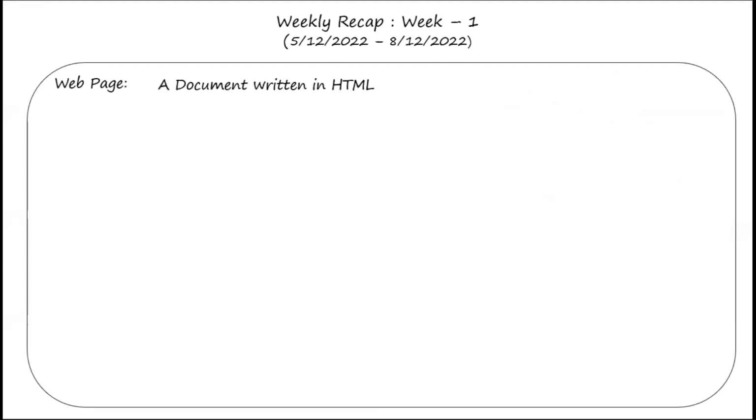It's a document written in HTML. A simple definition for a web page is a document written in HTML. HTML is a markup language which tells what would be there on my web page and where it would be there. What would be there? Like I want a heading, I want a recording, I want something else. Those things are written under HTML.